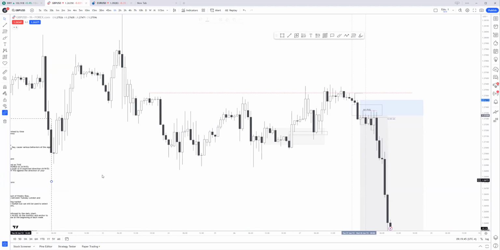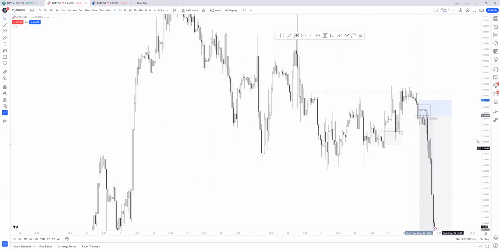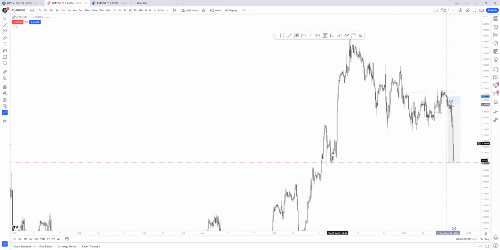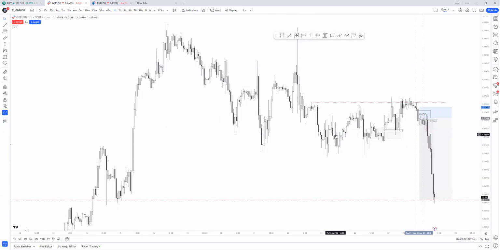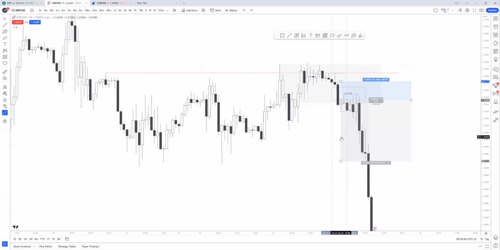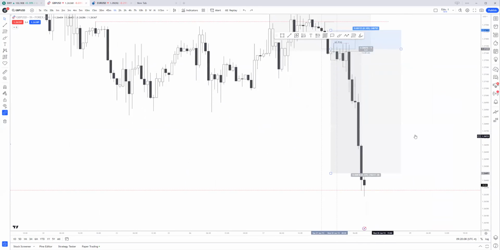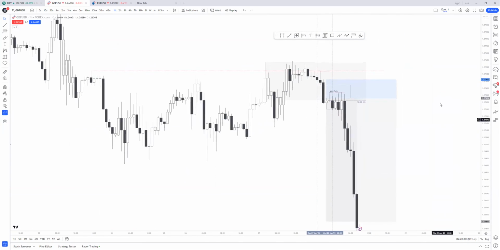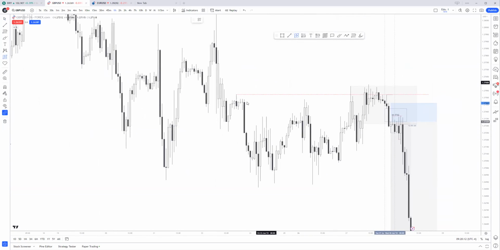Who wants to tell me what power of 3 is? I'm going to hide this. What's power of 3? Accumulation, manipulation, distribution. Where's all my text, man? Come on. Okay, my text disappeared. Distribution, right? So we understand here, power of 3.